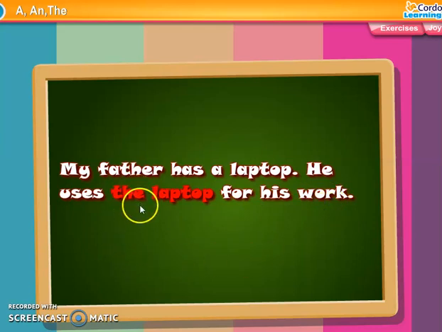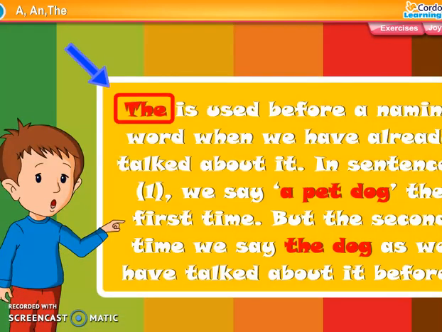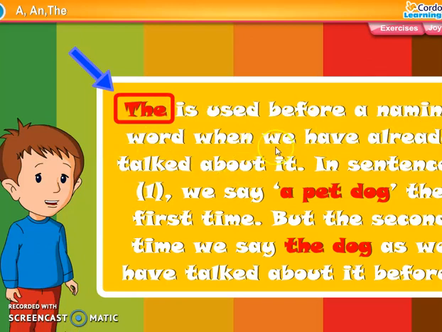The कब यूज होता है? जब हम लोग ऑलरेडी उस चीज के बारे में पहले ही बात कर चुके होते हैं और नेक्स्ट टाइम जब हमको वापस बोलना होता है तब हमको द यूज करना होता है. ओके? As a laptop. He uses the laptop for his work. The is used before a naming word when we have already talked about it.